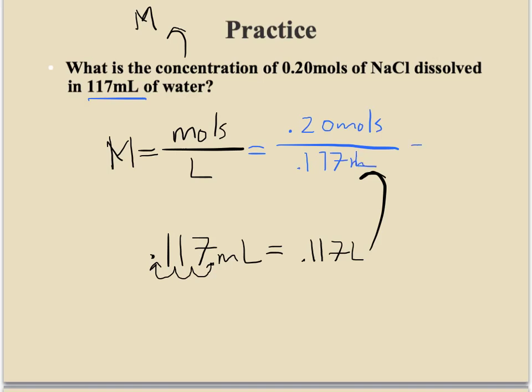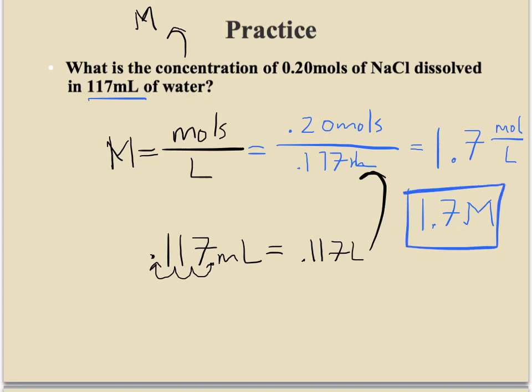And if we solve that out, so 0.2 divided by 0.117, that equals, with sig figs, 1.7. And the units on that, since before it was moles divided by liters, and moles divided by liters is the same thing as saying capital M, which is molarity. So the answer would be 1.7 capital M. We would say that as a 1.7 molar solution of sodium chloride.